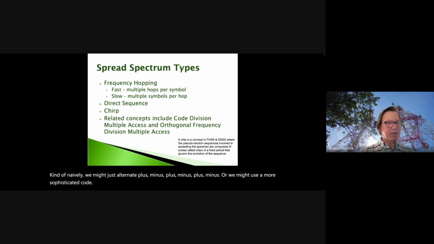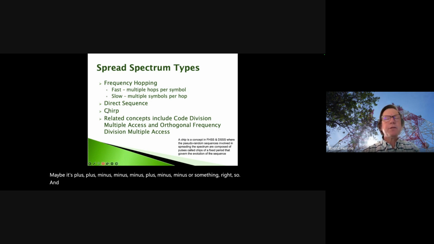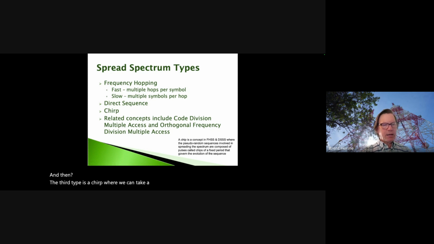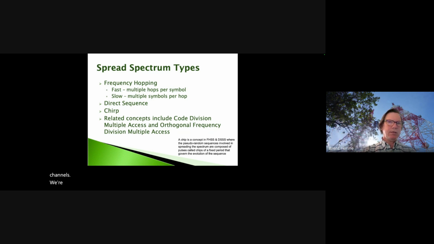Maybe it's plus plus minus minus minus plus minus minus or something, right? And then the third type is a chirp, where we can take a symbol and we will, let's say, do a linear FM or frequency modulated chirp while we're transmitting that symbol. And so instead of maybe hopping to discrete channels, we're ramping the frequency while we're transmitting that symbol, right? So that would be more of a chirp type of thing.